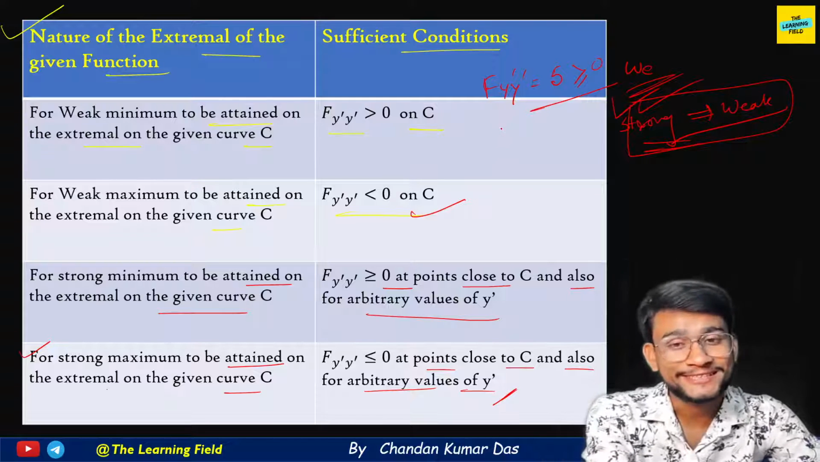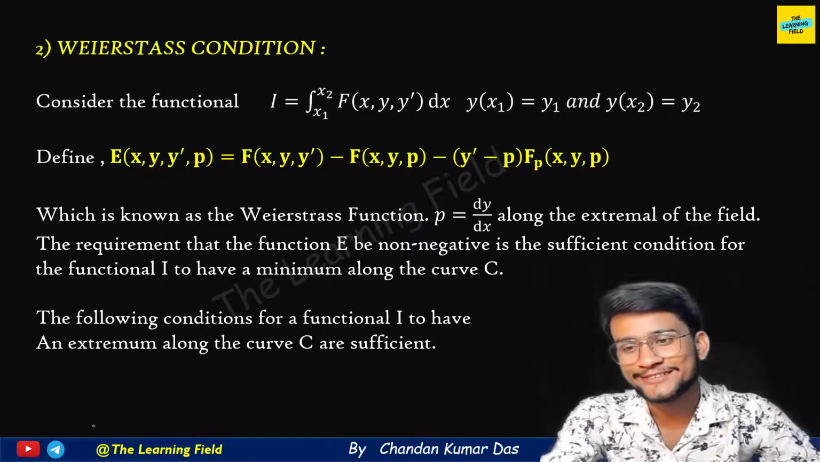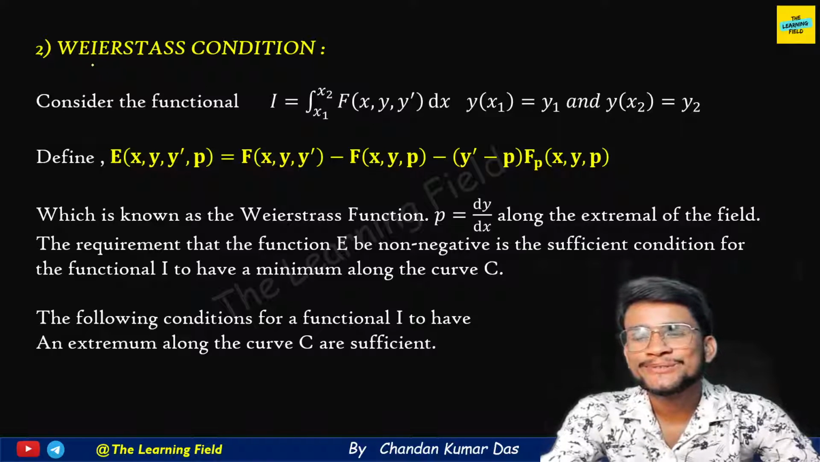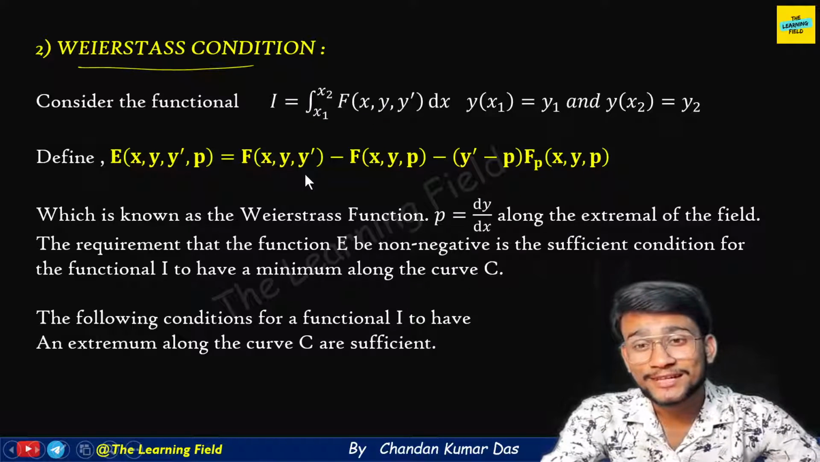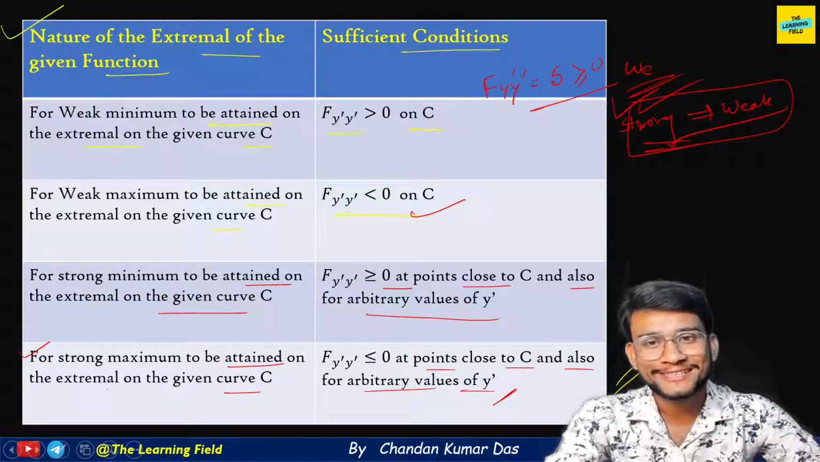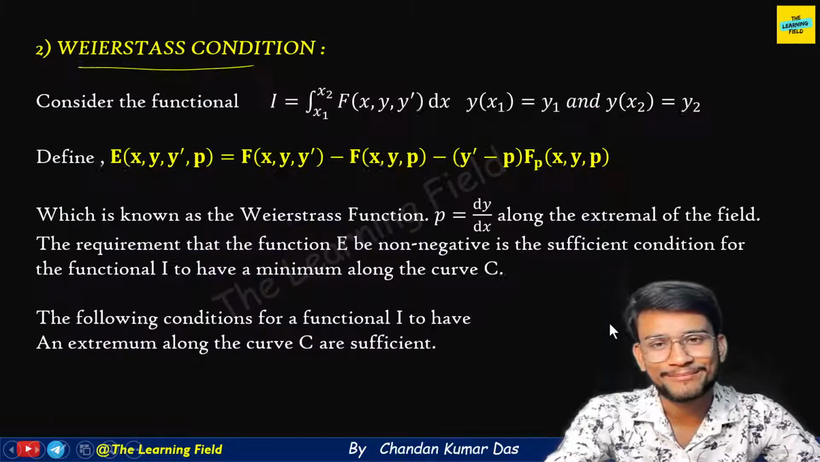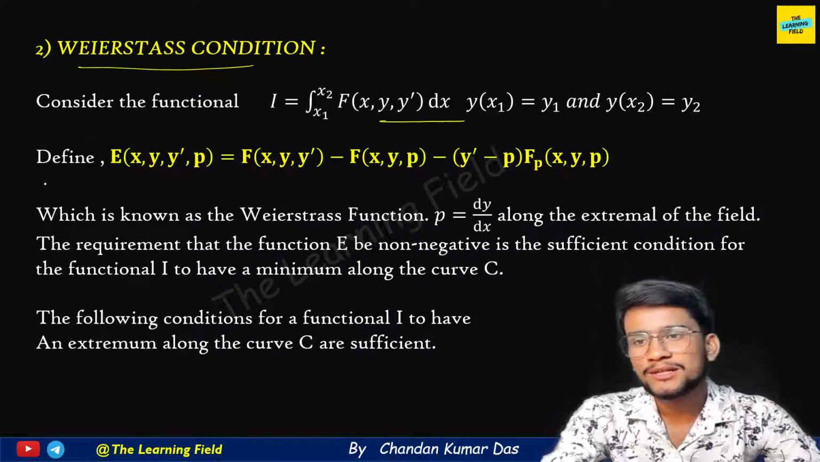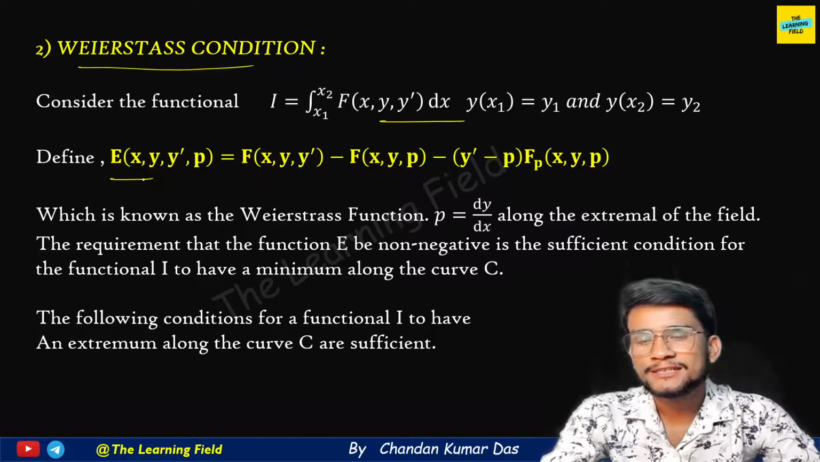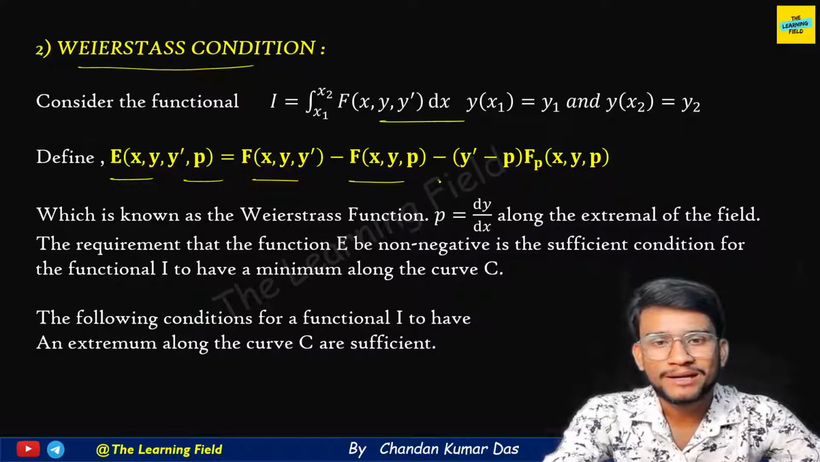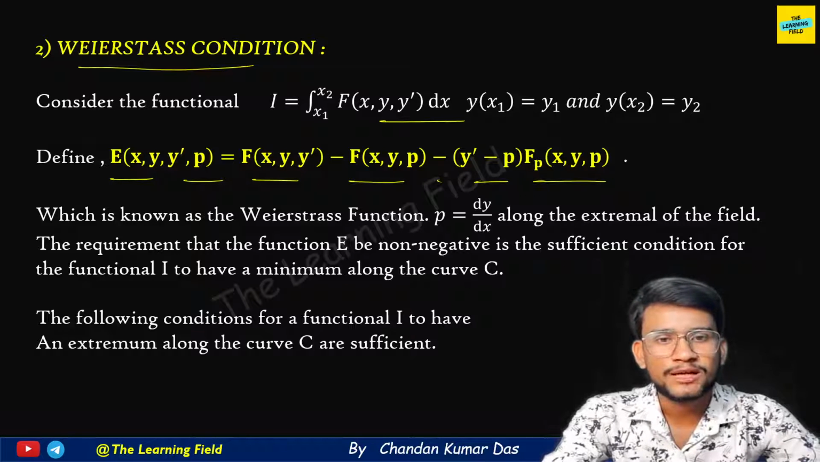That's why this class is going to be a very interesting class, and a conceptual class also. That's why I do not take any example here; after finishing all the concepts I will take the example. So it says, consider the functional. Define E, a function of x, y, y dash, p, equal to f of x, y, y dash minus f of x, y, p minus (y dash minus p) into f_p of x, y, p.